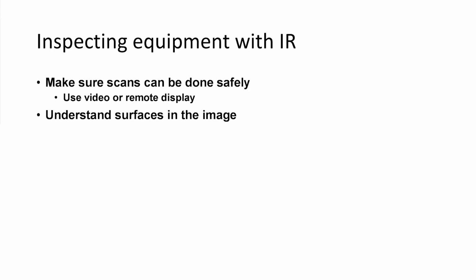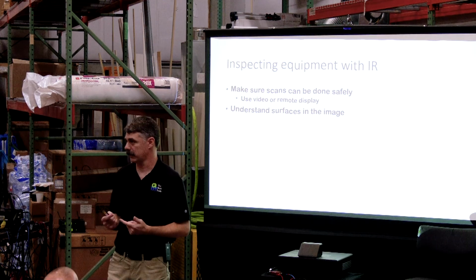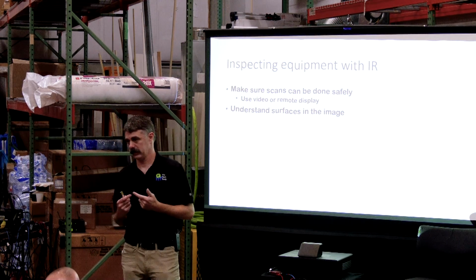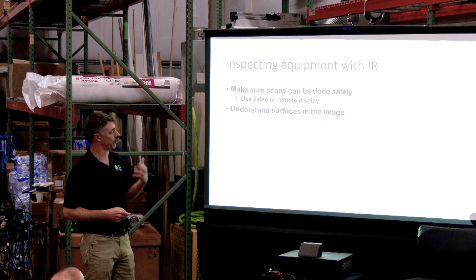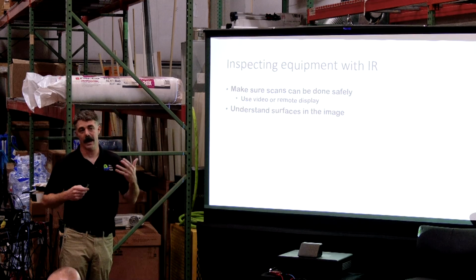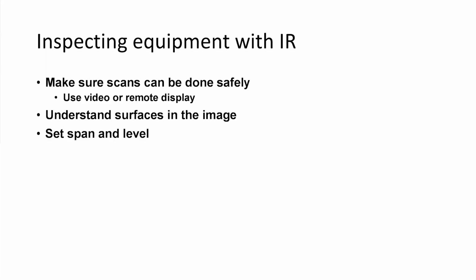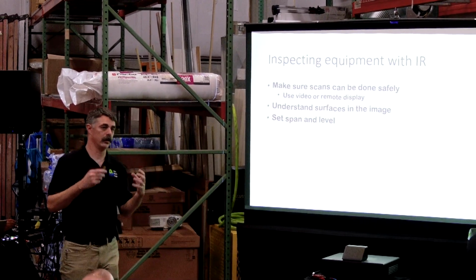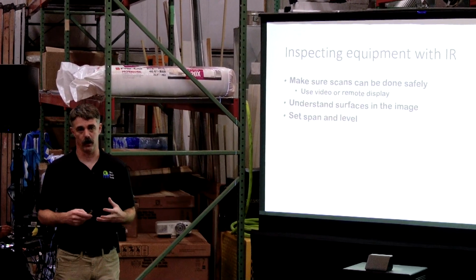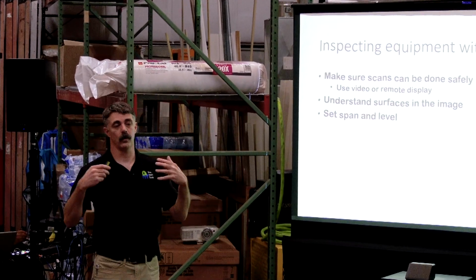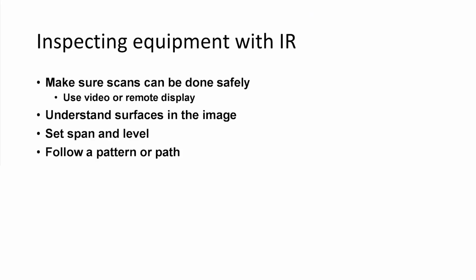We need to understand what the surfaces are that we're measuring in the image. As you're going to see as we go through here, different surfaces respond differently and tell us different things. So you'll see that some as we go through, and we'll talk about some of the different surfaces, how to correct for different surfaces. You want to set the span and the level. Some new terminology maybe. We'll get to that in a minute. But we want to make sure that we understand how we're setting up the span and the level, whether it's doing it automatically or whether we are controlling the span and the level.